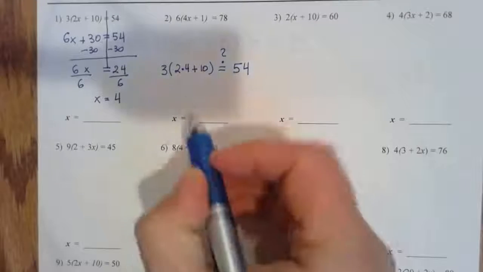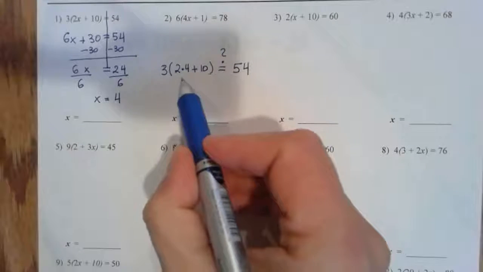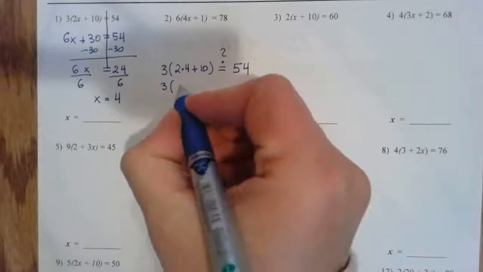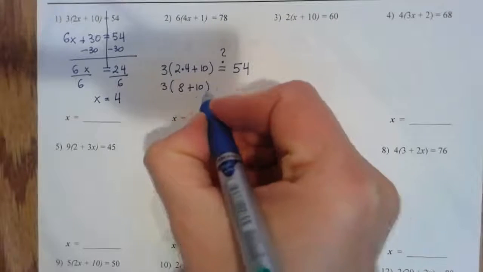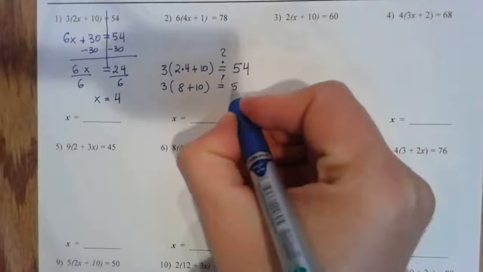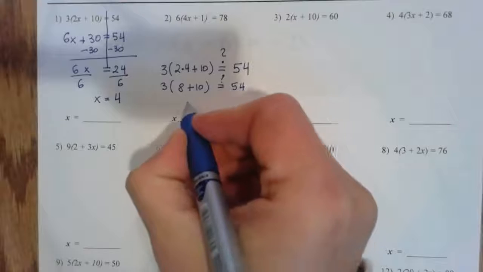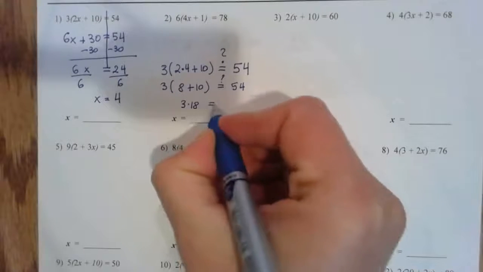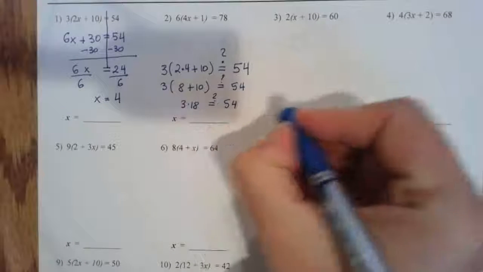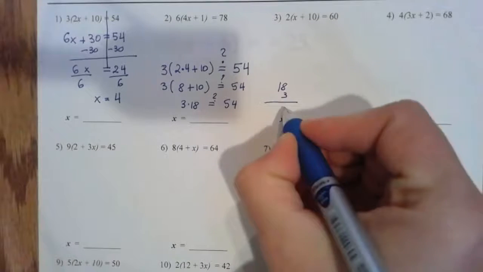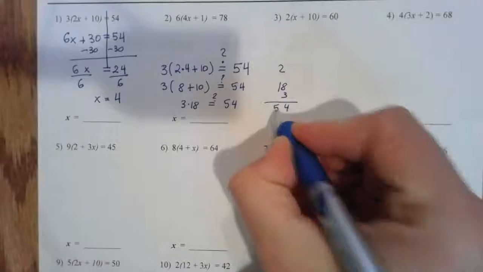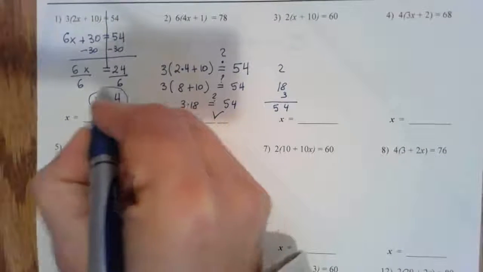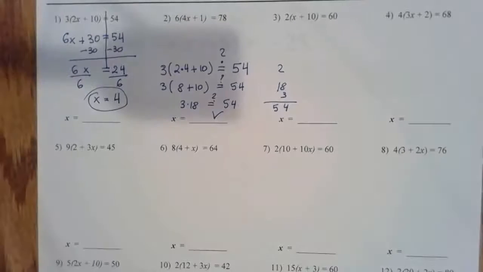Well, let's check. The parentheses I have to do first, but multiplication will go first. So 2 times 4 is 8, plus 10. 10 plus 8 is 18. So 3 times 18, is it 54? Somewhere on this side I'm going to do 18 times 3. 8 times 3 is 24. 3, 4, 5. Yes, it is. That means that 4 truly is my answer. So on a quiz, on a test, every time remember that you can check your own work and you can know for sure if you solved the equation correctly. Okay?